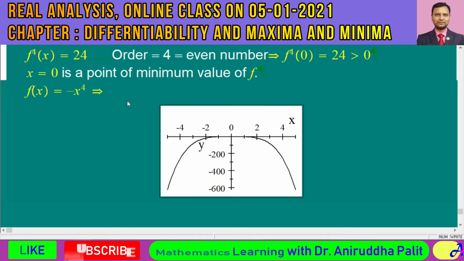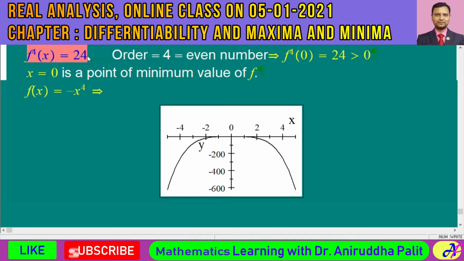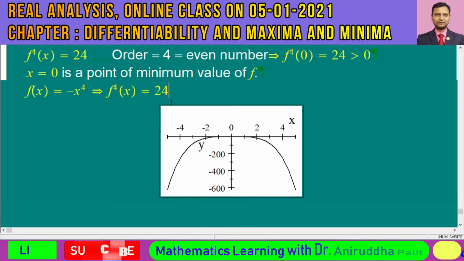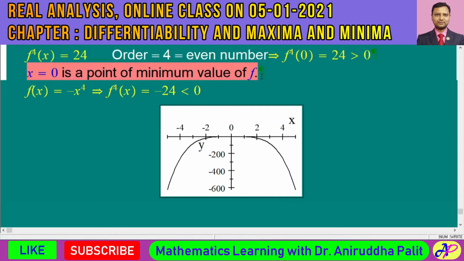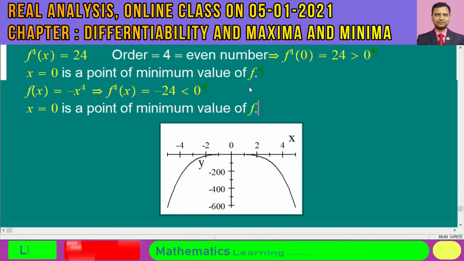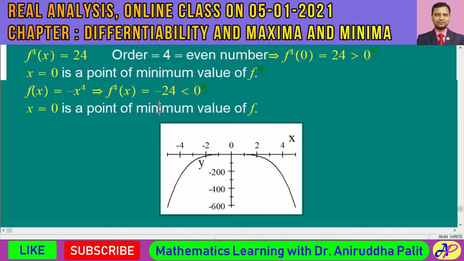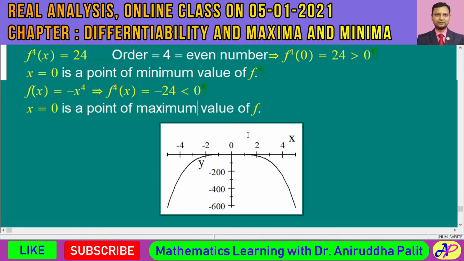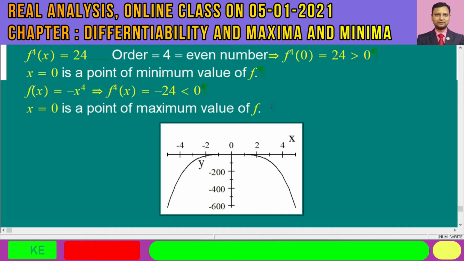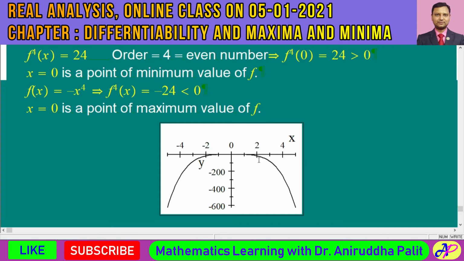In such cases, we can continue the process, and finally we will have the fourth derivative, and that would be the first non-vanishing derivative, equal to minus 24, and this is a negative value. Therefore, we should conclude that at x is equal to 0, the function has a maximum value. So this is the point of maximum.